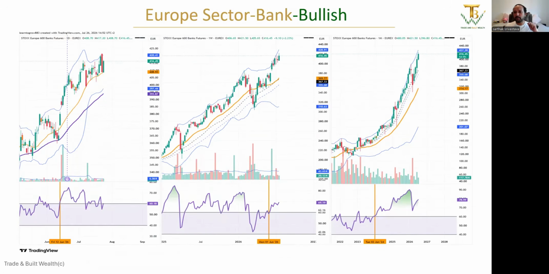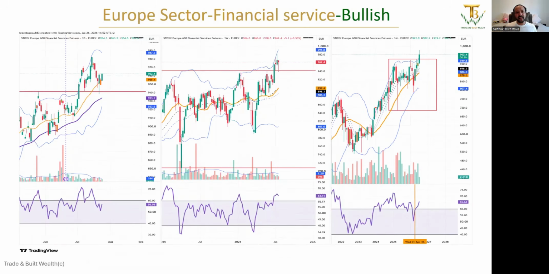Second one is banking. Banking was also a similar sector last time when I did the weekly market update. That was also outperforming. It's still outperforming, even though we had a correction over here in the last week or so, but nothing major happened due to the war. It's still very strong. It's taking support and going stronger. Then we have financial services.